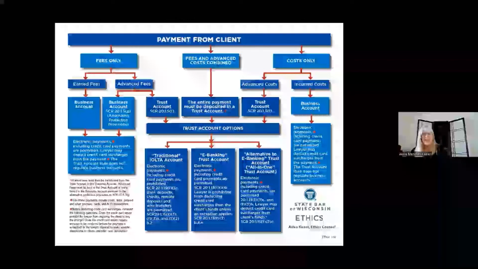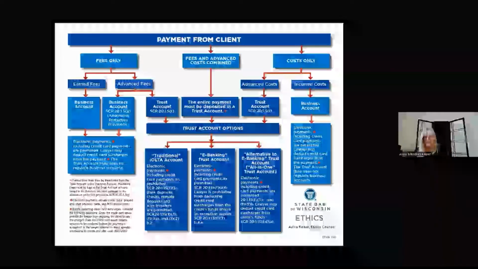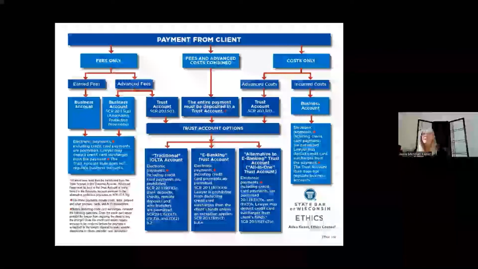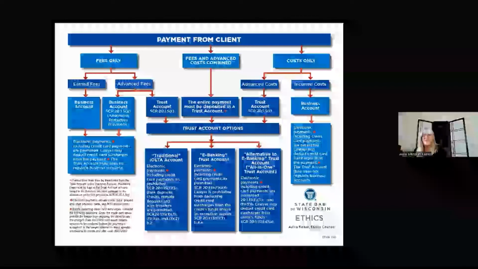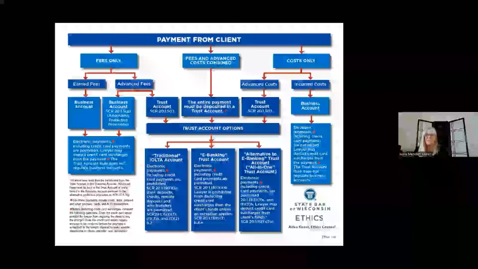So let's look at some examples to show us how that works. For example, a combination payment that includes advanced costs and advanced fees that are subject to the alternative protection provisions must still be deposited into a trust account. Why? Because advanced costs must always be deposited into a trust account. Then, after that money is deposited into a trust account, the amount for the advanced fees may be transferred to the business or operating account.